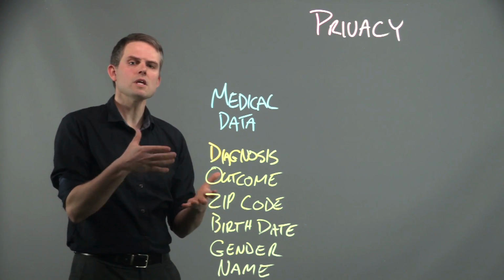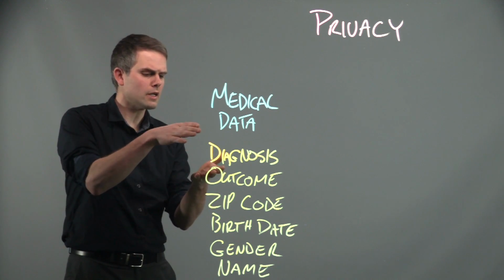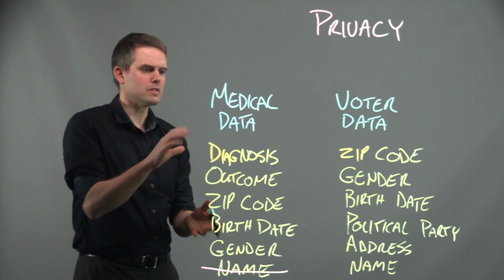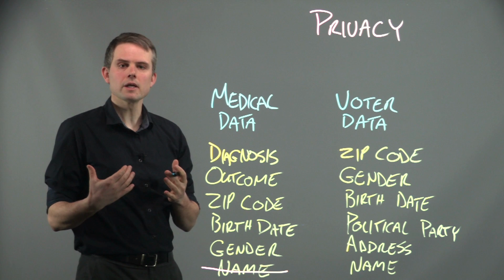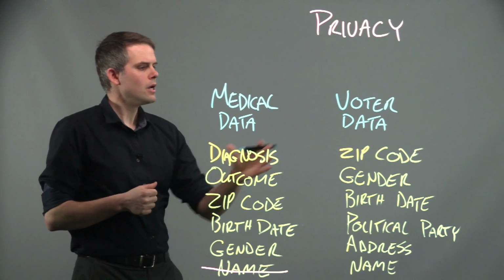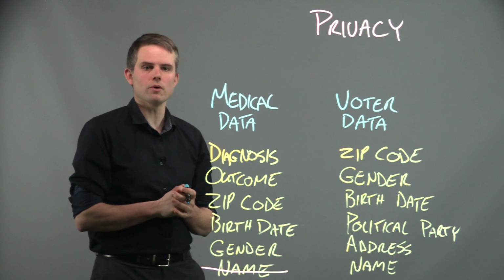But if we release this data on its own, it is still possible to figure out who each of these diagnoses and outcomes apply to. The way that we would try to de-anonymize this medical data set is through something called a link attack, and it takes advantage of other publicly available data sets. So here we have a voter data set, which keeps track of all kinds of information about individual voters.